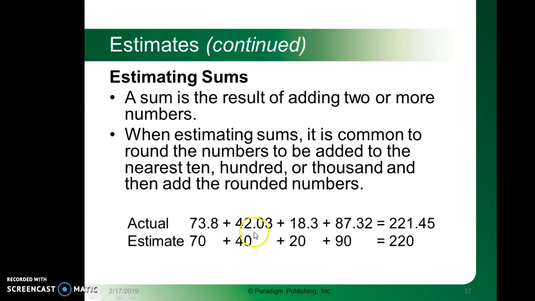Since it's less than 5, we're going to go ahead and round it down to 70. Then moving on to 42.03, we're going to look at that 2. Since again it's less than 5, we're going to round down to 40. 18.3, we're going to look at this 8. Since it's greater than 5, we're going to go ahead and round the 1 up to 20. And then 87.32, 7 again is greater than 5, so we're going to round off to 90. So 70 plus 40 plus 20 plus 90 is equal to 220. And when we actually add the actual sum, it gives us 221.45.